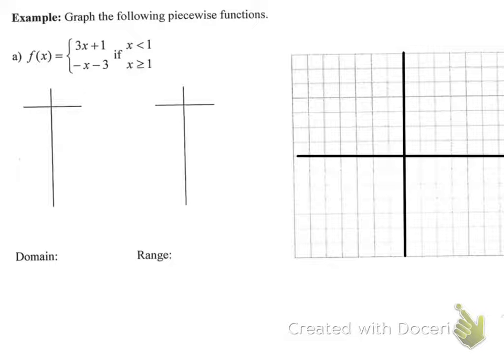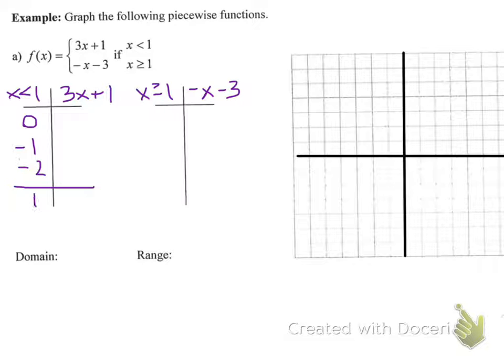So we're going to write that over here on this t-chart. When x is less than 1, we use 3x plus 1. When x is greater than or equal to 1, we're going to use negative x minus 3. So then it's important you pick appropriate x values for each t-chart respectively. So over here, x values that would be true would be 0, negative 1, negative 2.